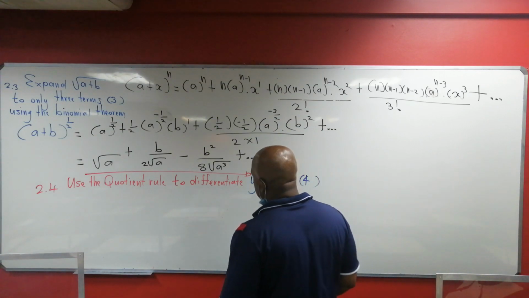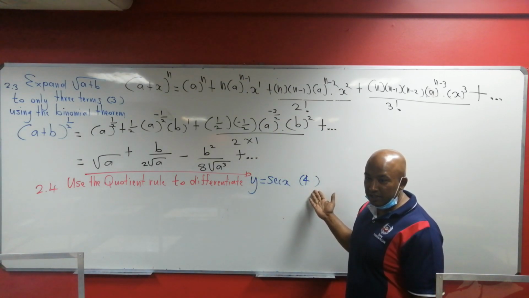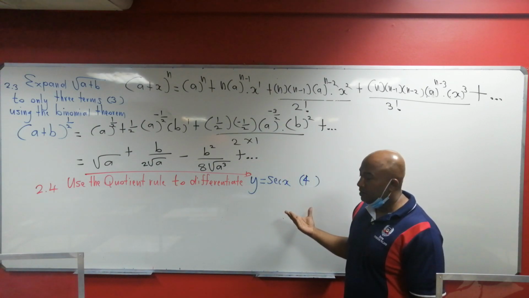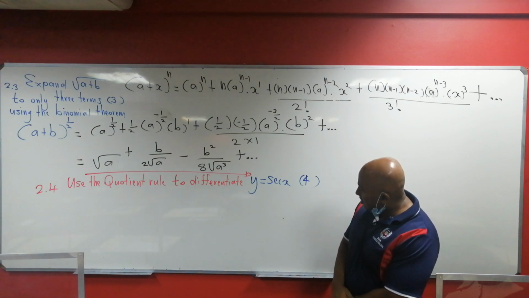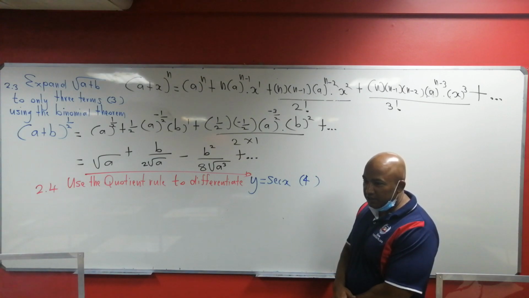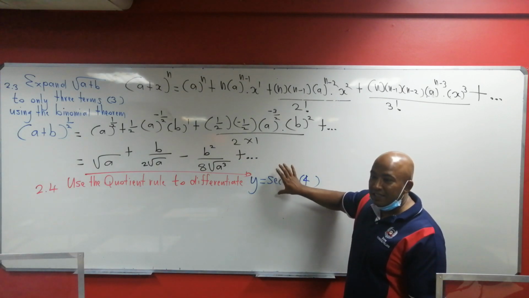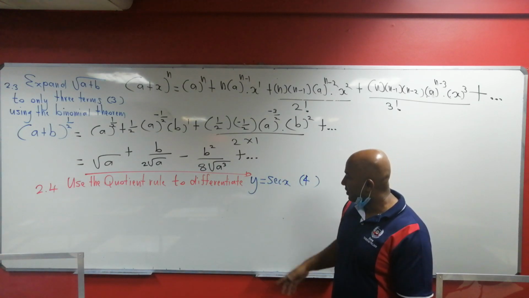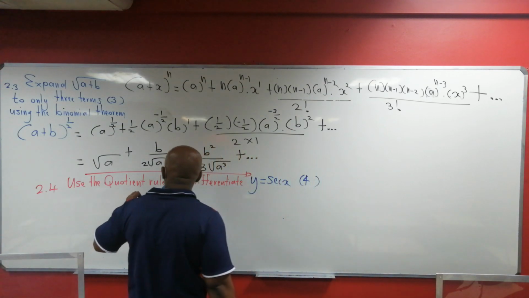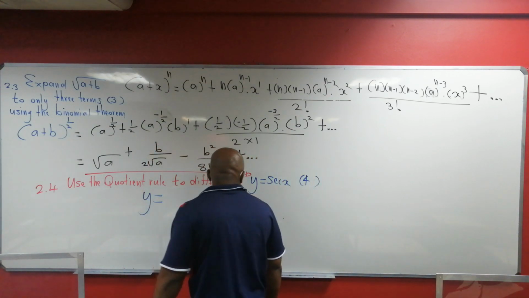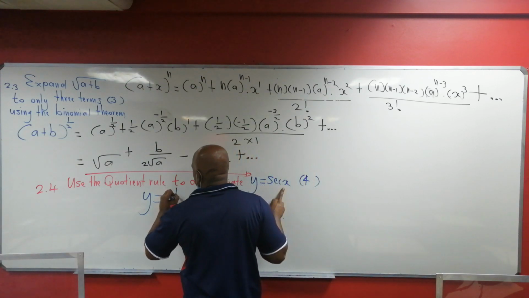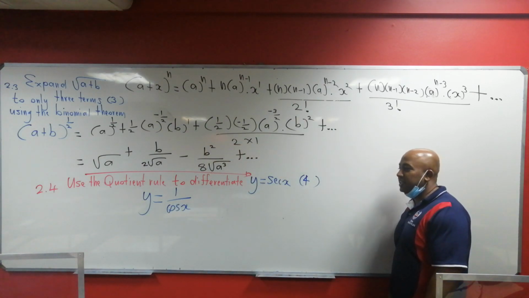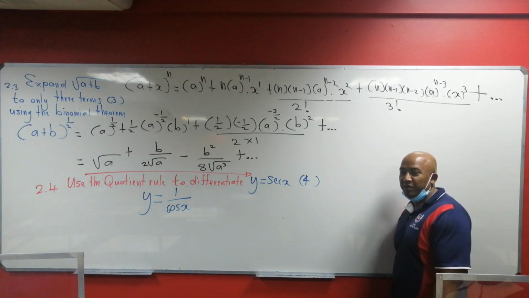Alright, so let's do one more. 2.4 for 4 marks. Use the quotient rule to differentiate. Now, you might be wondering, quotient rule, but the quotient rule involves a fraction. So, can I rewrite sec of x as a fraction? Okay, so now, what is the fraction? It's going to be 1 over cos x. But the fact of the matter is that sec x can be written as sec x over 1.